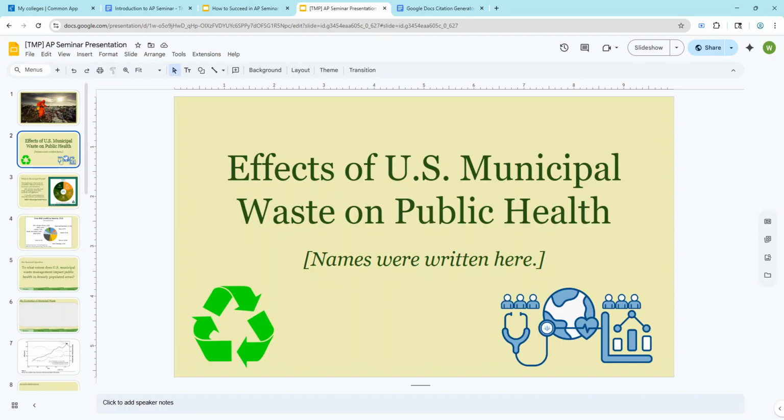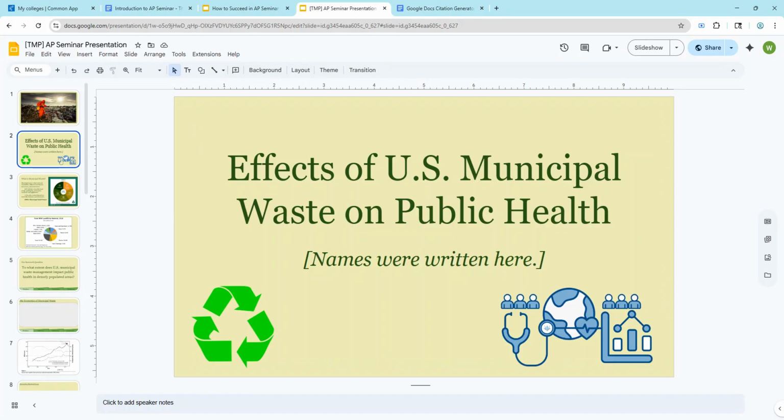Then my team members and I put the title of our main presentation: Effects of US Municipal Waste on Public Health. You can see that names were written, but I removed them for confidentiality purposes. And then we also had some nice design elements, right? You see the recycle, reduce, reuse symbol in the bottom left corner.